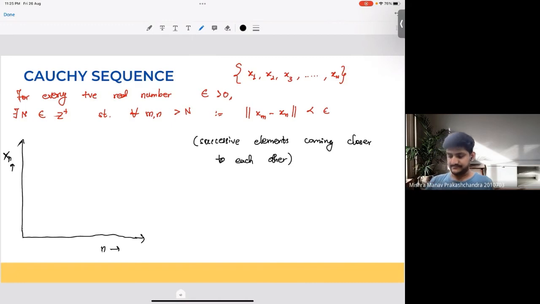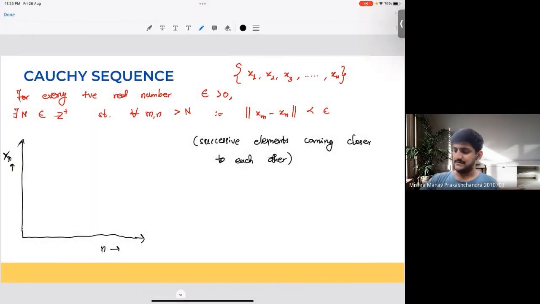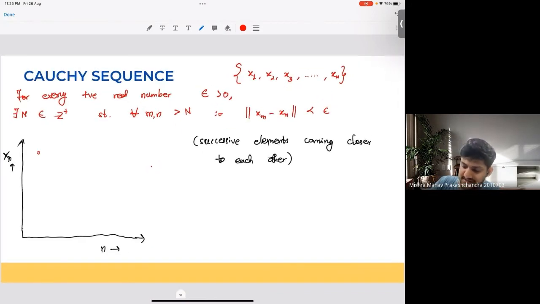And just to give an example of how a Cauchy sequence looks like. So if this is my x-axis, the n, and the y-axis is the x of n, so my Cauchy sequence, one simple example, looks something like this, and eventually it sort of converges.